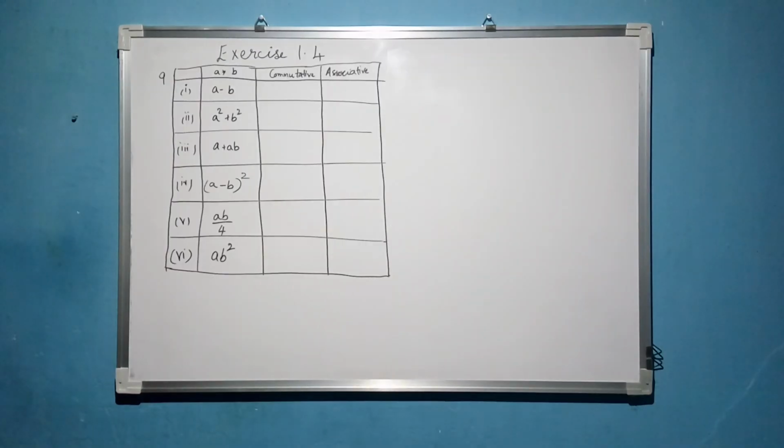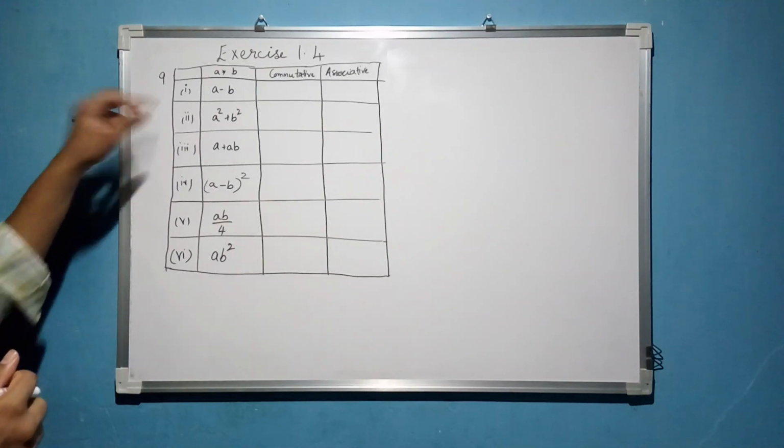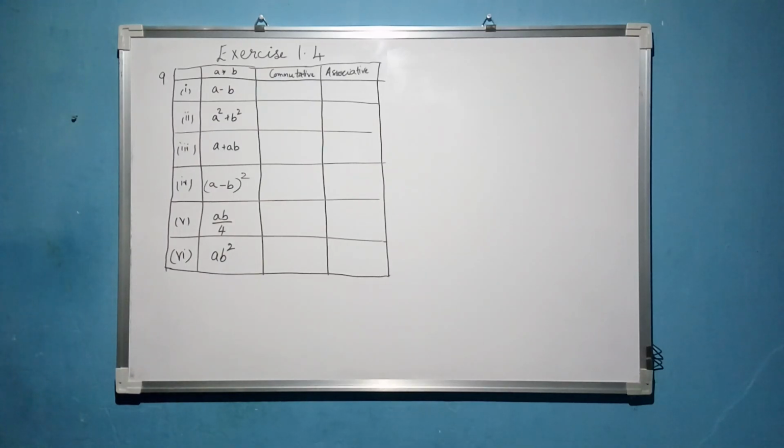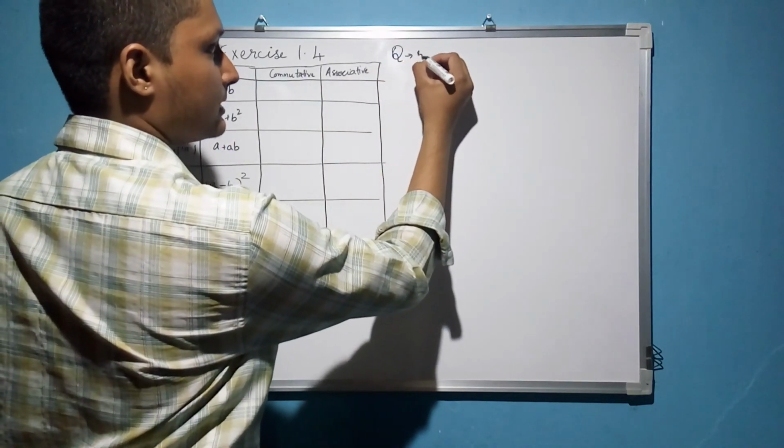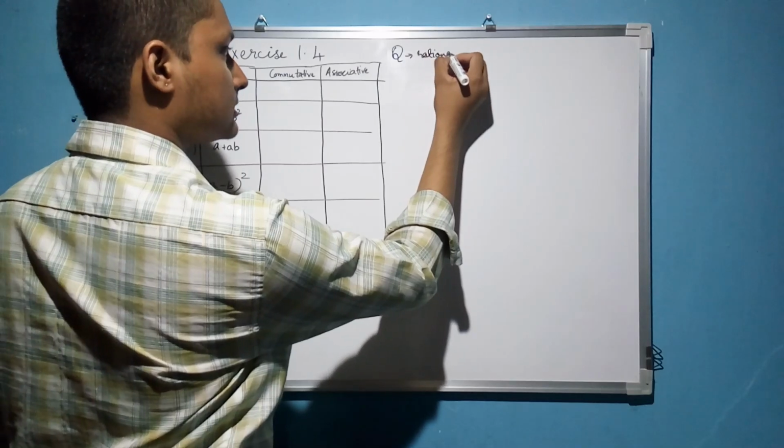Now we have the 9th question. 9th question is all about finding whether it is commutative and associative or not. So I made a table so that it's easy for us to see. So the first part is to find A minus B. Note that the given set is set of rational numbers. Okay, rational numbers.